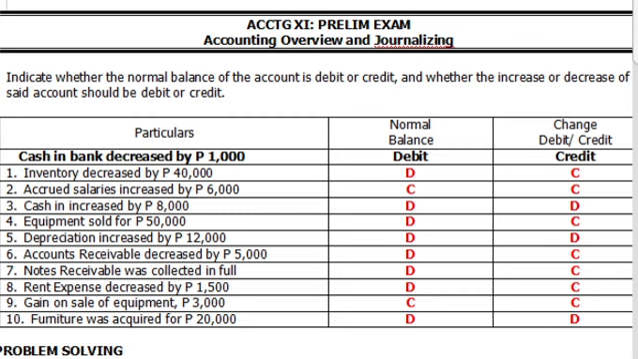Number 5, depreciation increased by 12,000. Depreciation is an expense account. Ito yung ginagamit natin kapag yung ating asset is nagde-depreciate or bumababa yung value dahil sa passage of time, dahil sa paggamit natin, and so on. So, depreciation is an expense. Therefore, debit yung ating normal balance. And kapag nag-increase, again, yung change niya is naka-debit.